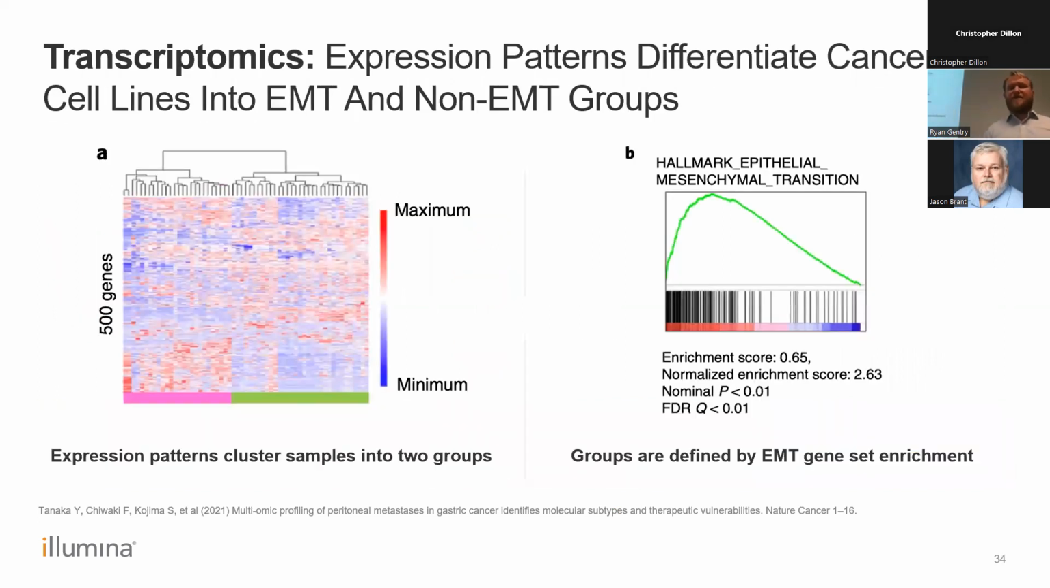So the first thing they did is the transcriptomics. And what that allowed them to do is divide these gastric cancers into two different groups. You have the EMT and the non-EMT group, so the epithelial to mesenchymal transition pathway group and the non-group. And they did this with 500 genes. So they have two transcriptional profiles based off of those 500 genes that differentiate the two groups.